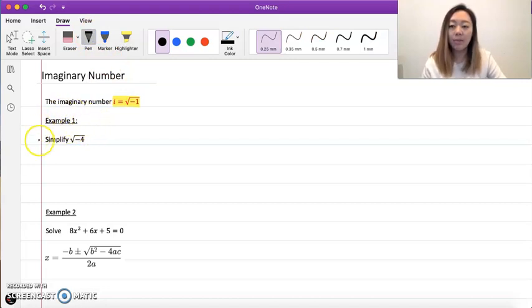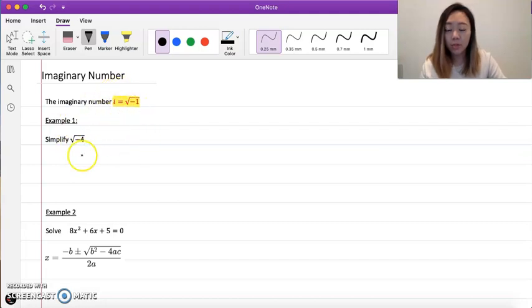So here we have example 1, simplify the square root of -4. Normally we would have said, well, we can't take the square root of -4 because two same numbers when they're being multiplied, whether it's positive times positive, that's equal to a positive, or negative times a negative, that's also equal to a positive. It doesn't make sense for a square root to be a negative number.